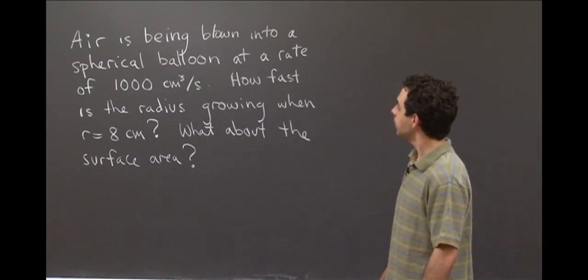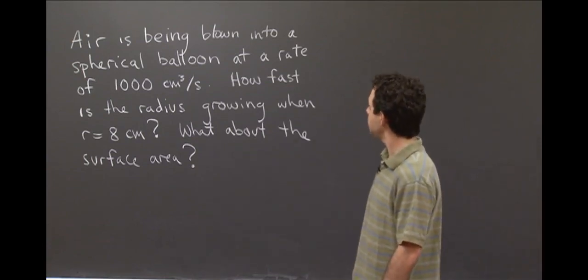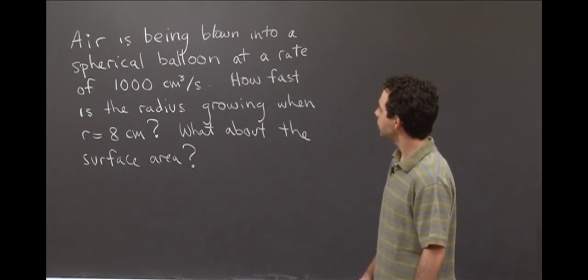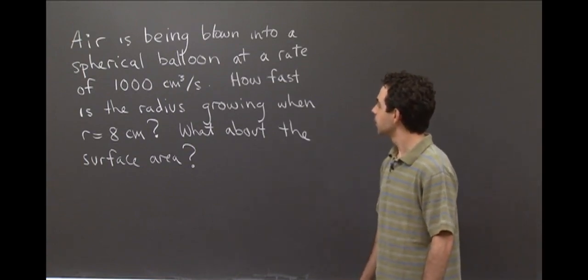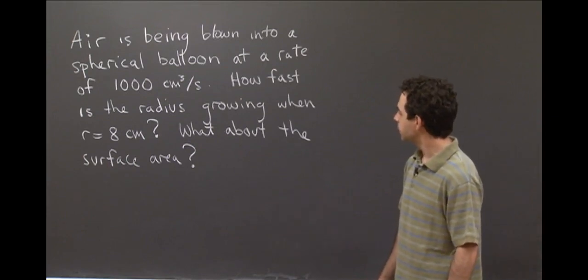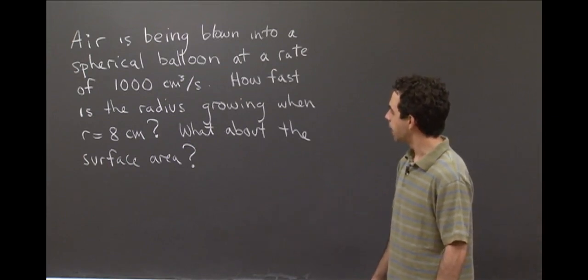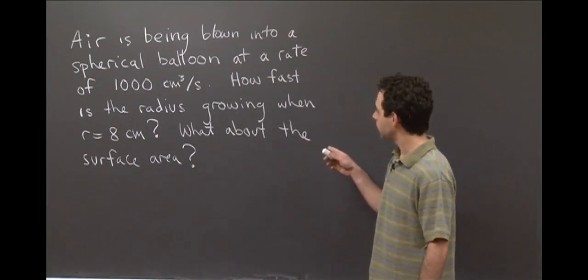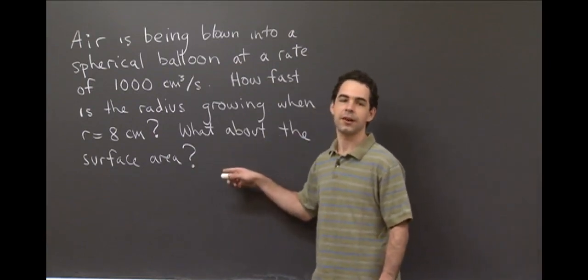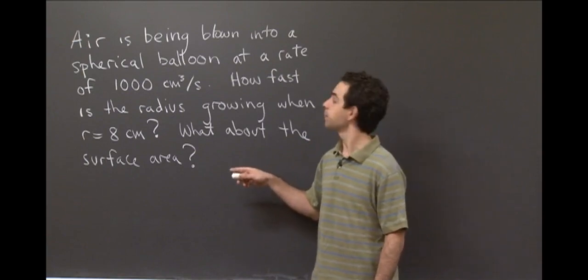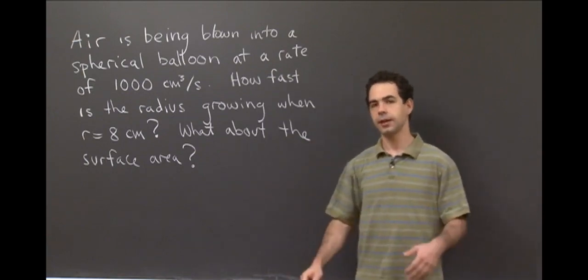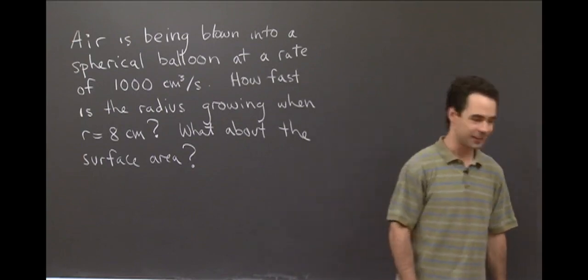So here we've got air being blown into a spherical balloon at a rate of 1,000 cubic centimeters per second. The question is, how fast is the radius growing when the radius is equal to 8 centimeters? And then I've got a second question, which is about how fast the surface area is growing at that same time. So why don't you take a few minutes, work this one out for yourself, come back, and we'll work it out together.